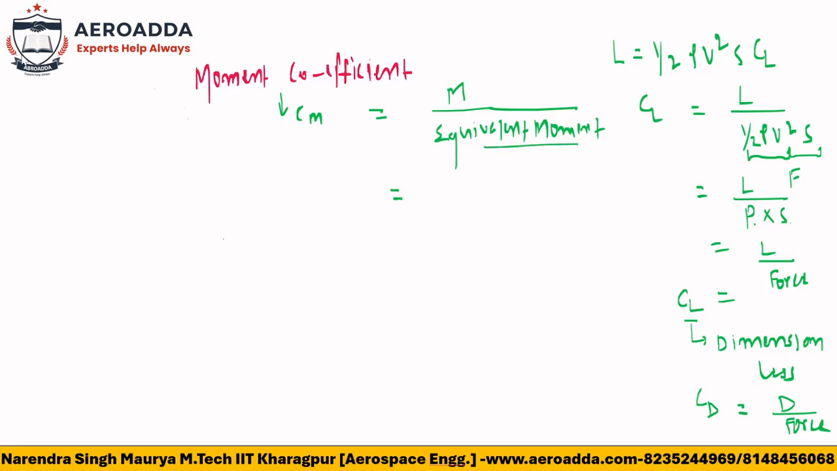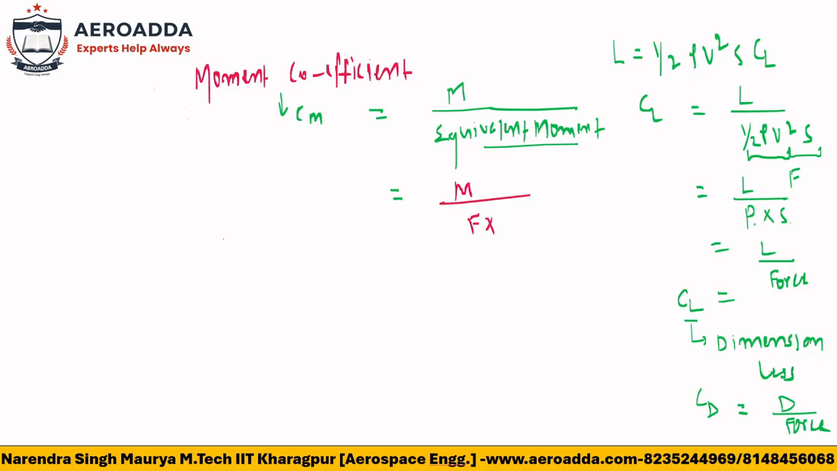If you see here, the equivalent force was half rho v square S, correct? Now if I say the equivalent moment, you can say the equivalent moment is nothing but the same force F, this is the equivalent force. There should be a perpendicular distance, and that perpendicular distance is nothing but one more dimension, then only force into dimension, maybe length, width, height, anything, but one dimension should be there, then only force into one dimension gives the moment.